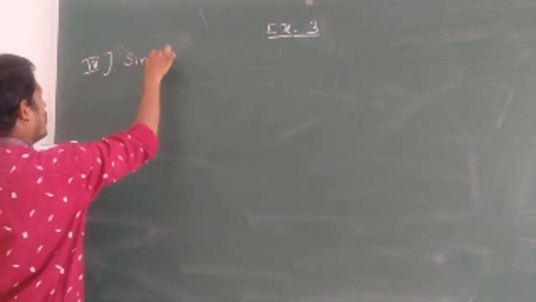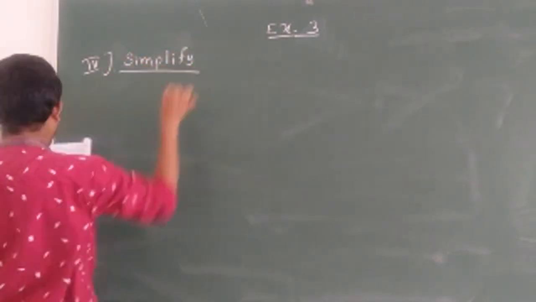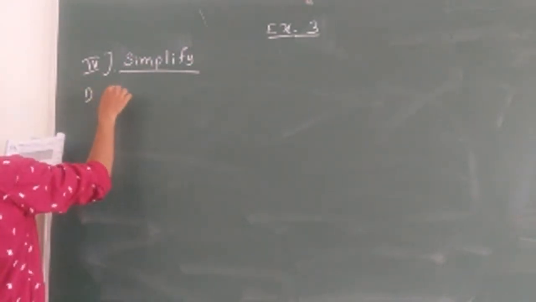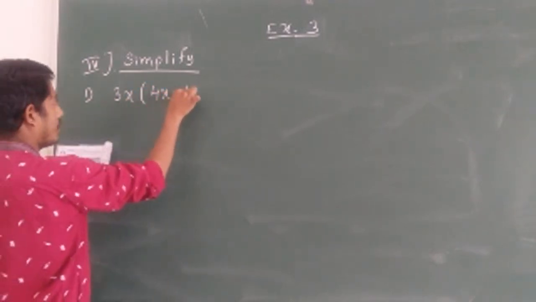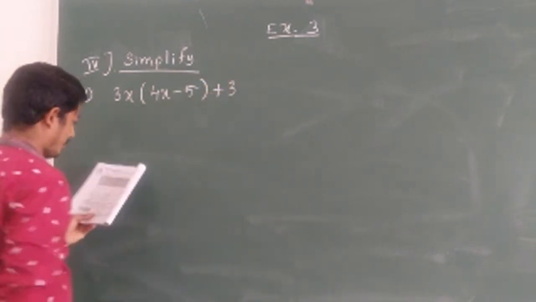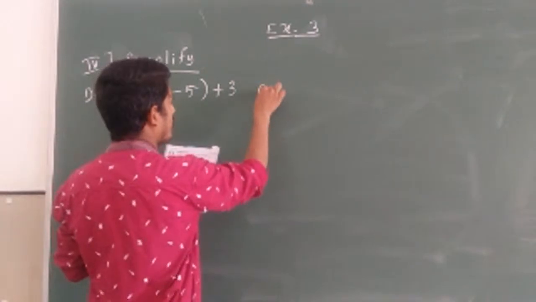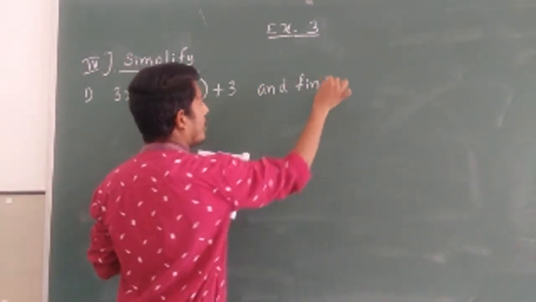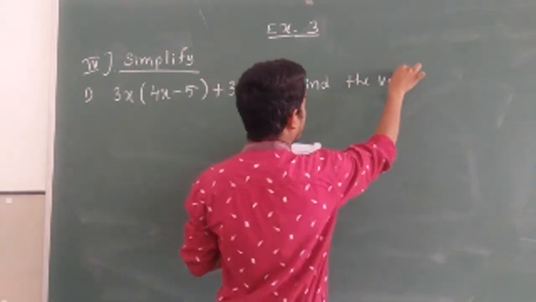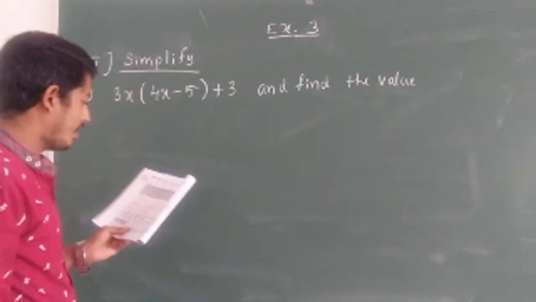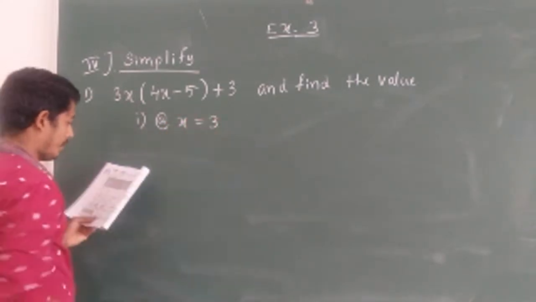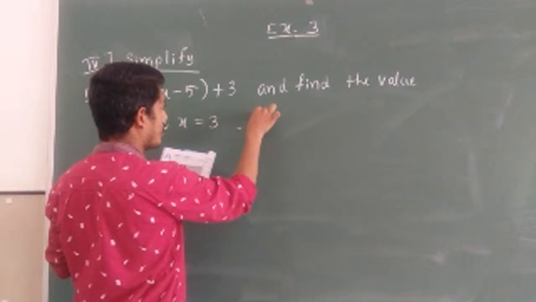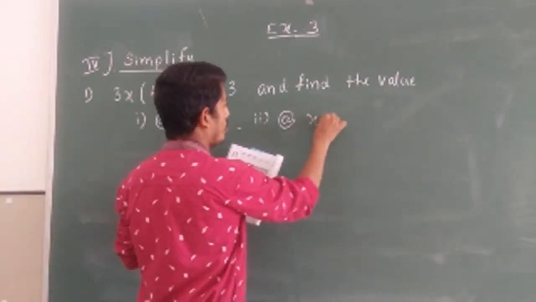So I will write the question. Simplify the first problem, that is 3x into 4x minus 5 plus 3, and find the value, in the first case at x equals to 3, and in the second case at x equals to 1 by 2.